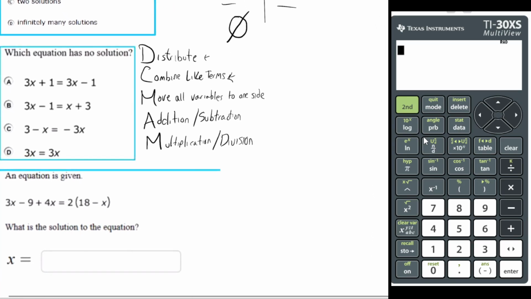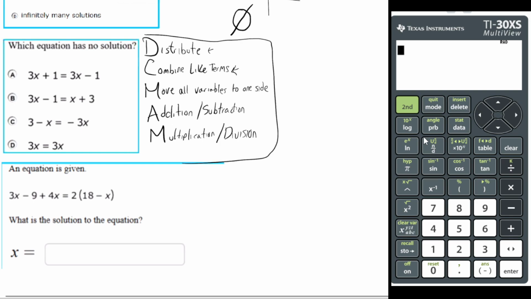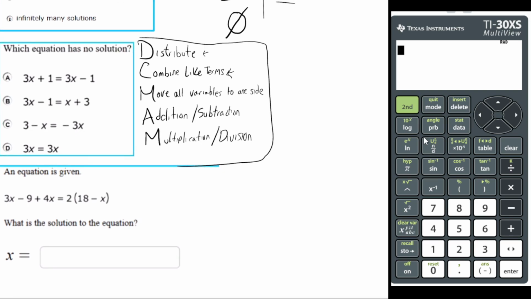Question 2. Which equation has no solution? Okay, so I'm going to cut off here a little bit. And let's find out. We'll start with our first one. A, 3x plus 1 equals 3x minus 1. So we run down our checklist of don't call me after midnight. Distribute. Nothing to distribute. Combine like terms. Nothing on the same side of the fence to combine. Move all variables to one side.